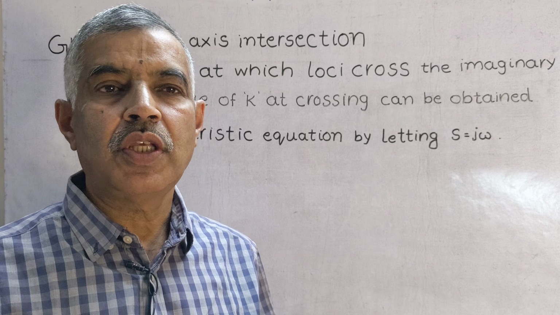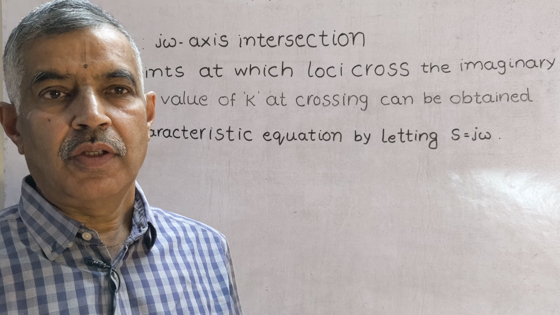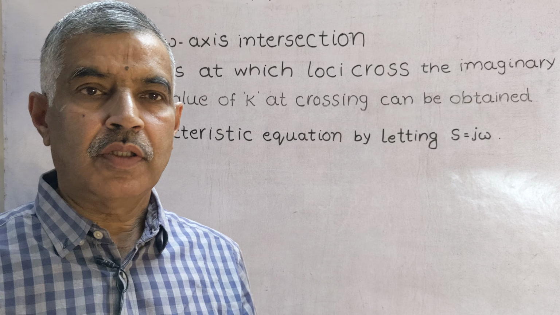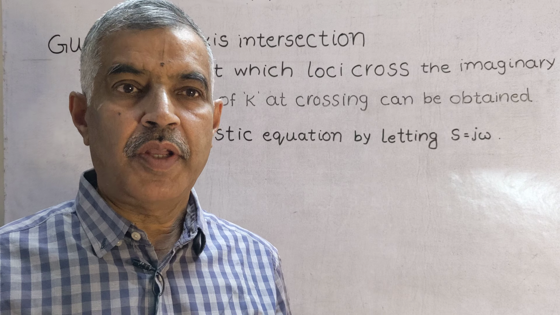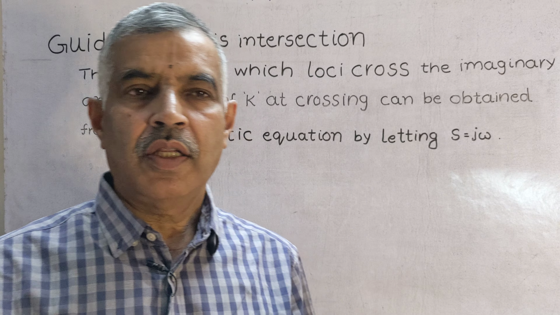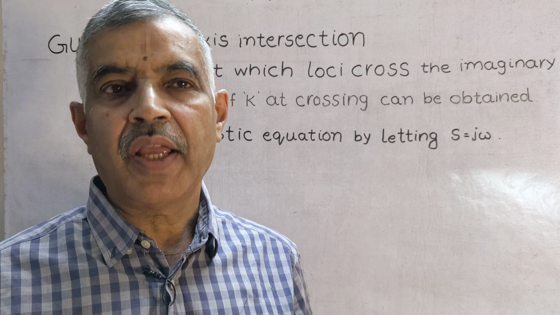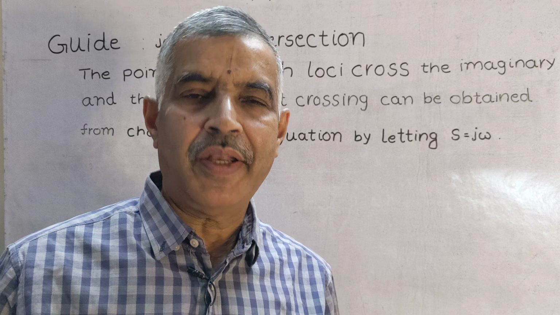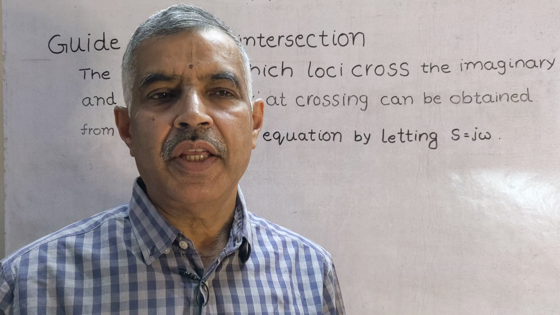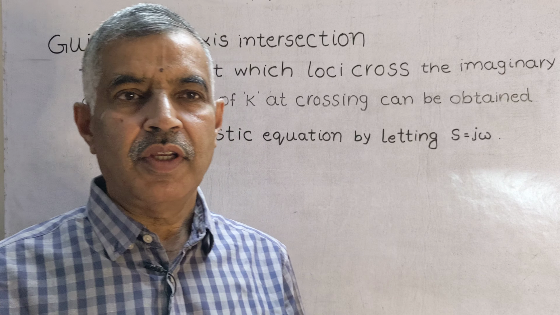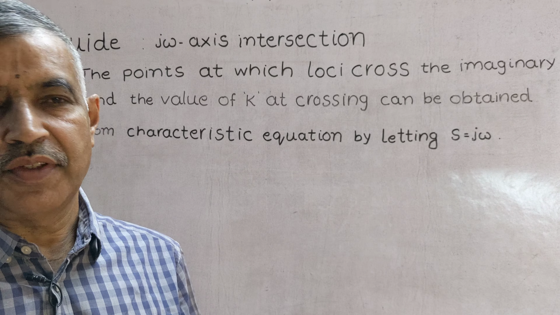I was going through the guidelines. After angle of departure, then centroid calculation. After centroid calculation, breakaway point calculation, break-in point calculation. The next guideline is what is known as intersection of j omega axis.